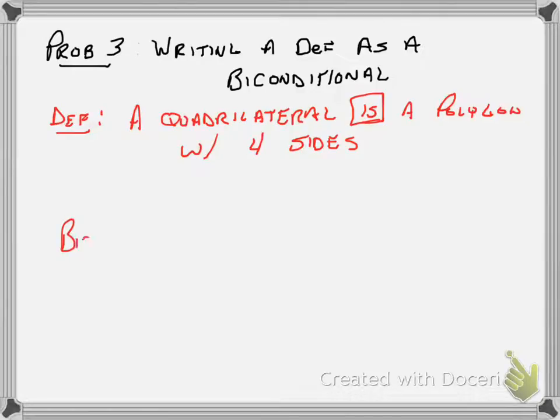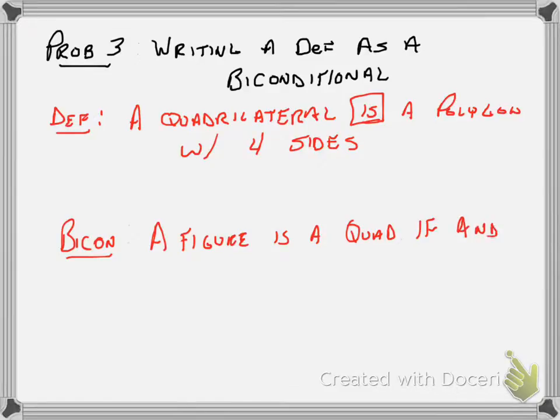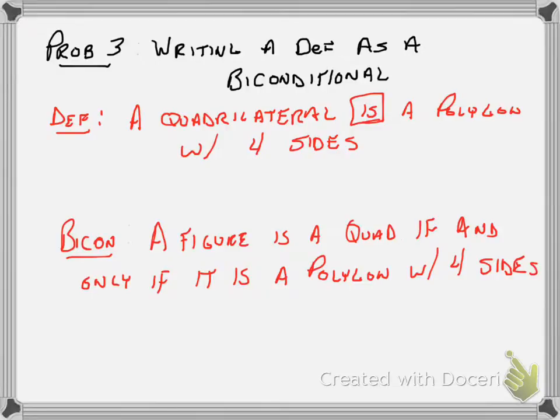Okay, so if I'm writing this, my biconditional would be: a figure is a quadrilateral if and only if, again, there's your key words here, it is a polygon with 4 sides. And there's your biconditional off of that definition.